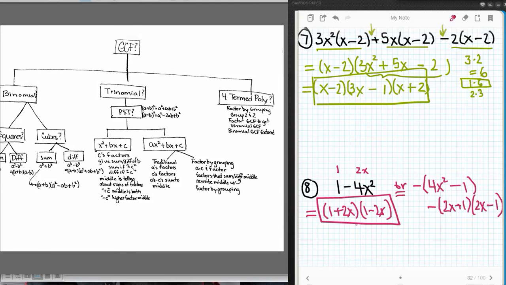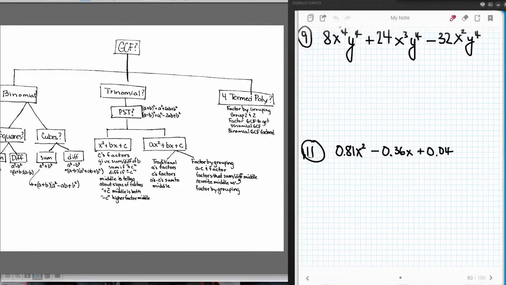And I'm not picky about this. I don't need to see this negative factored out. It's perfectly acceptable for you just to do it that way on a test. But keep in mind, for rational expressions, you may need something else. Moving on to problem number 9.